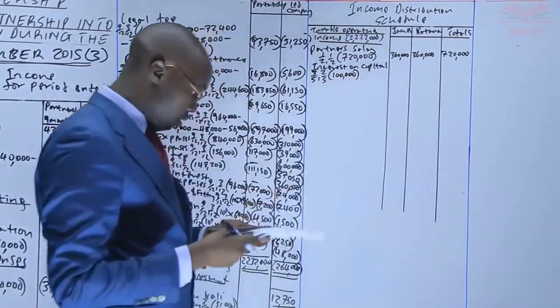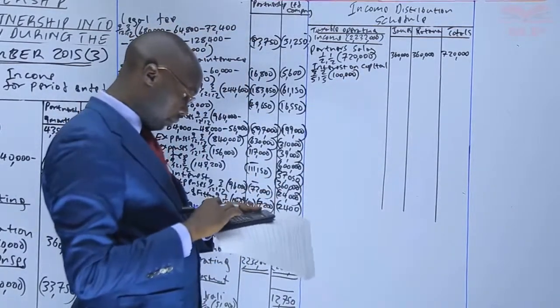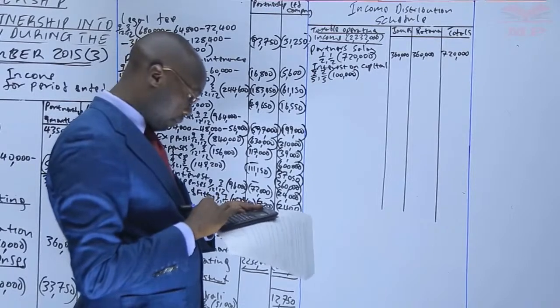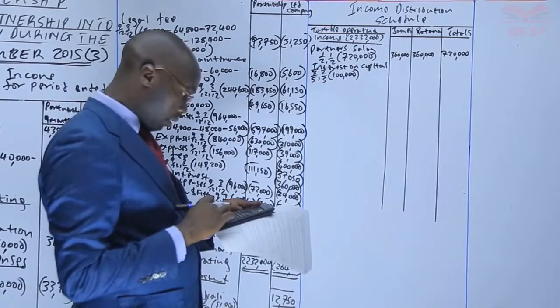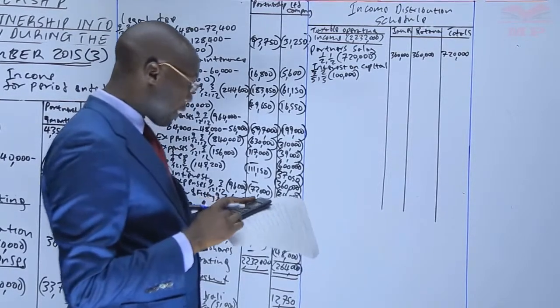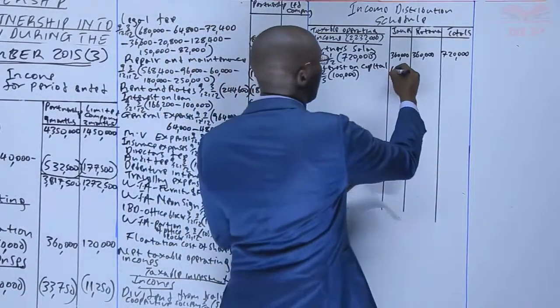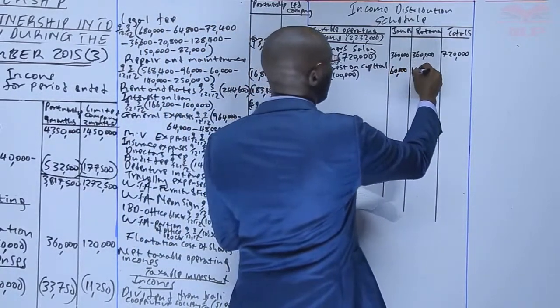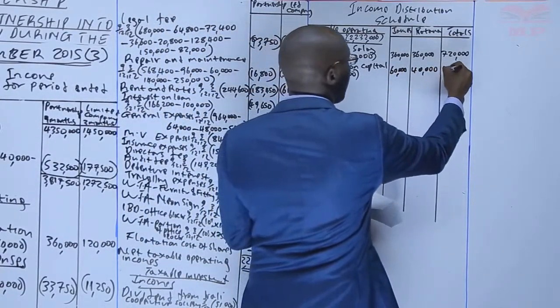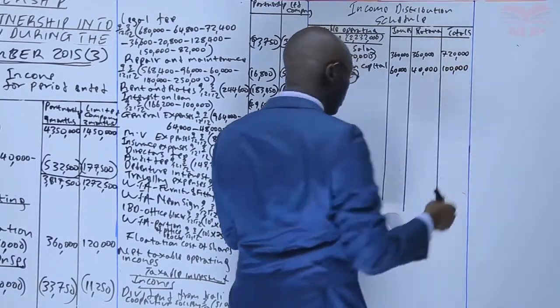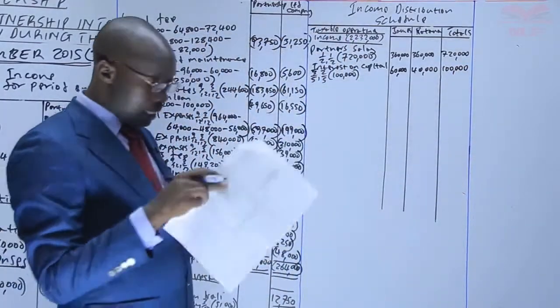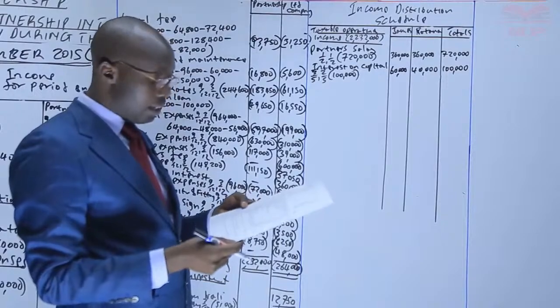So 3/5 times 100. That gives us 60. And this means this one got 40, total 100,000. That was it, and there's nothing else after that.